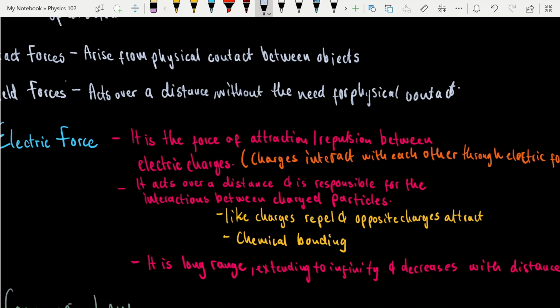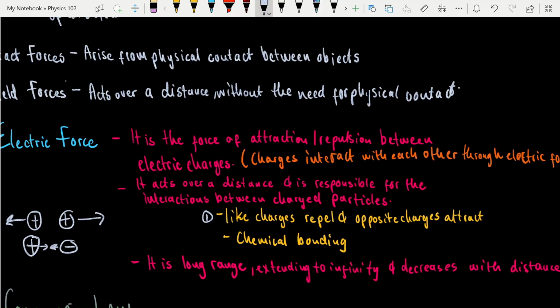Let me tell you what we mean by interactions. Here are the interactions. One was like charges repelling and opposite charges attracting. We have observed that when you bring two things that have the same charge, they repel one another. They go in opposite directions. But if you bring two things that have different charges, they will attract. They will go towards one another. And the reason why that is happening is because there is a force.